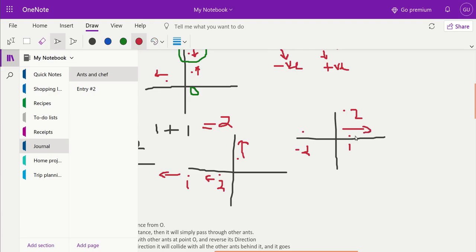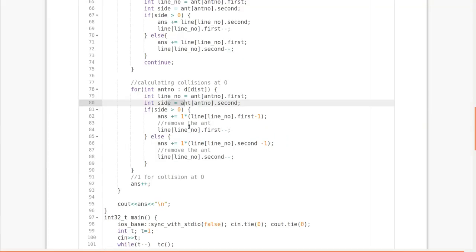So what will happen is, if it is here, it collides here, and then it reverses its direction. So now it will collide with all the aunts which are behind it, on the same side of it. If this was on the negative side, it will collide with all the aunts on the negative side as well. So that's it. The current aunt collides with all the aunts on its own side except itself. Therefore I have done -1, and then I remove this aunt.